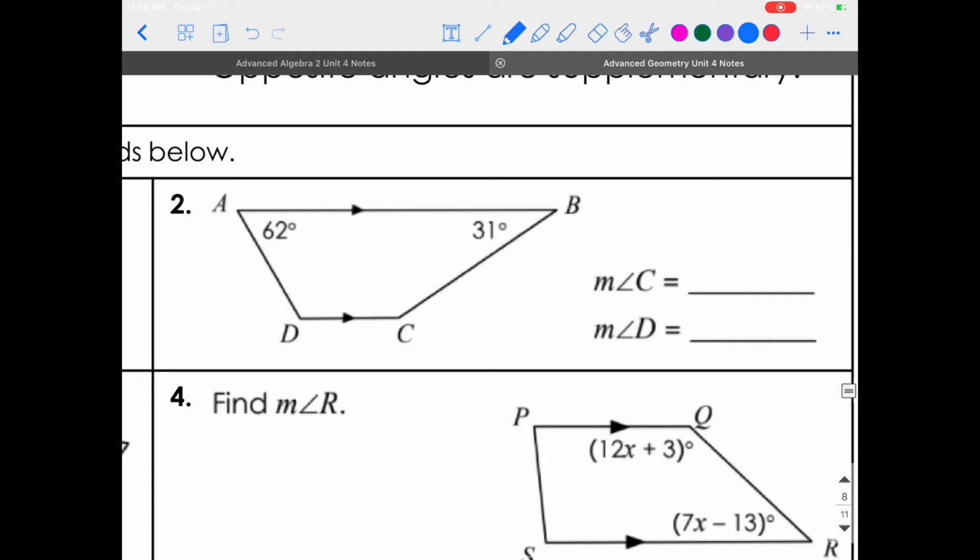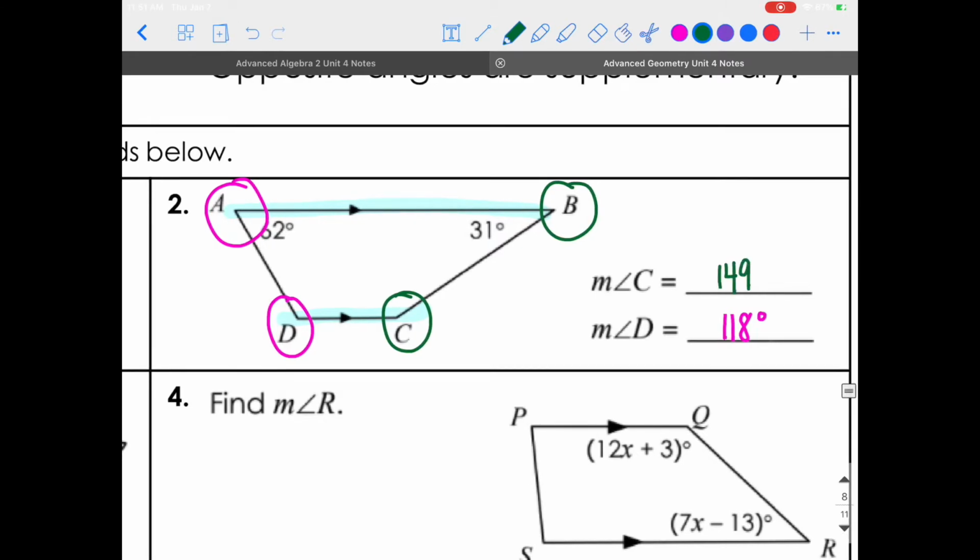Try number 2. Here's my parallel sides. A and D are supplementary, so to find angle D, I can do 180 minus 62, and that gives me 118. B and C are supplementary, so if I take 180 minus 31, I'm going to get 149.